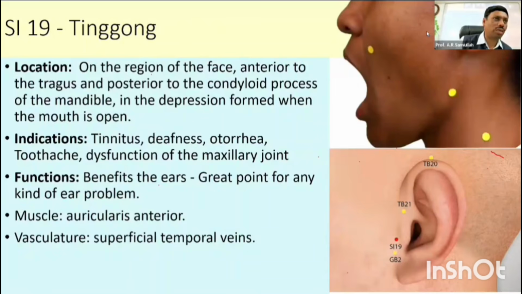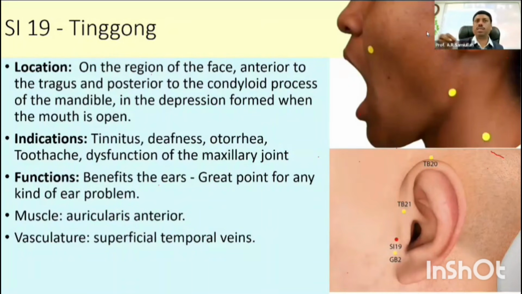So if somebody wanted to shut your mouth, like the walkie-talkie or the extrovert like Jayashri, then we put this needle to stop that. Then she will no more talk until we remove the needles. So hopefully Tinggong is a good point.